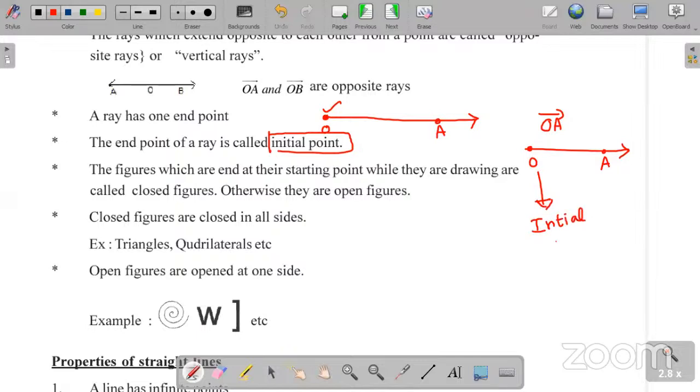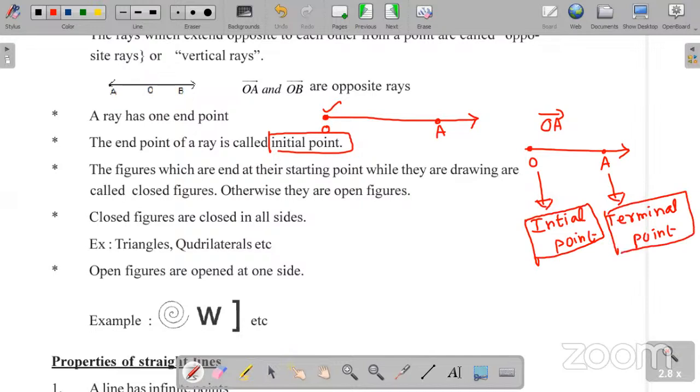Initial point. Now you can ask one question to me. Sir, what do we call A? A is called terminal point, or end point, or terminal point, you can say. So mathematically, O is called the starting point, A is the ending point. Mathematically, we call it the initial point. This is called the terminal point. I hope you might have got an idea.